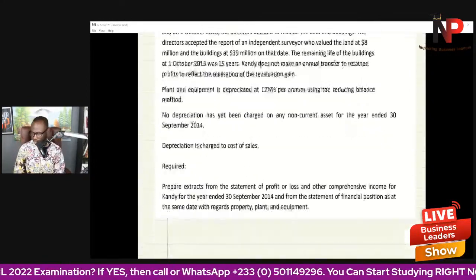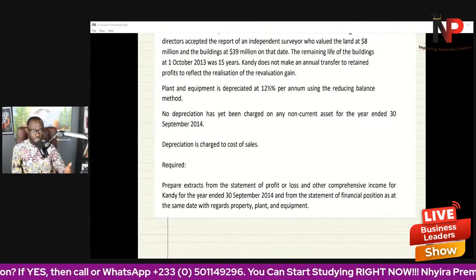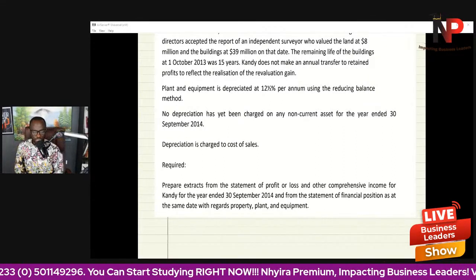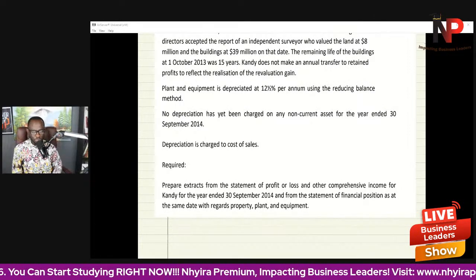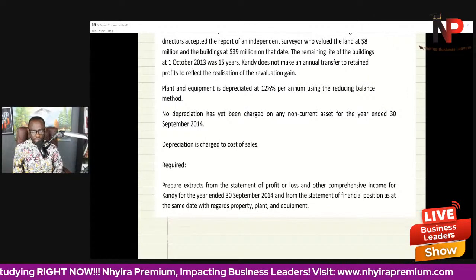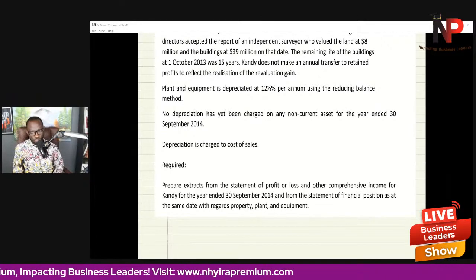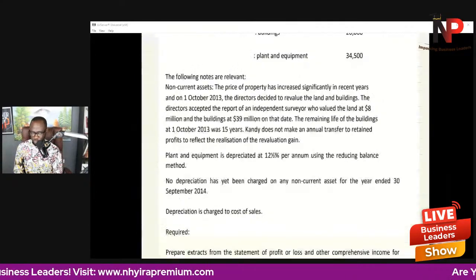So let's go. The requirement here is simple. The examiner said prepare extracts from the profit or loss and other comprehensive income for Candy for the year ended 30th September 2014, and the statement of financial position as at the same date, with regards to property, plant and equipment. Okay, so let's see what we got here.